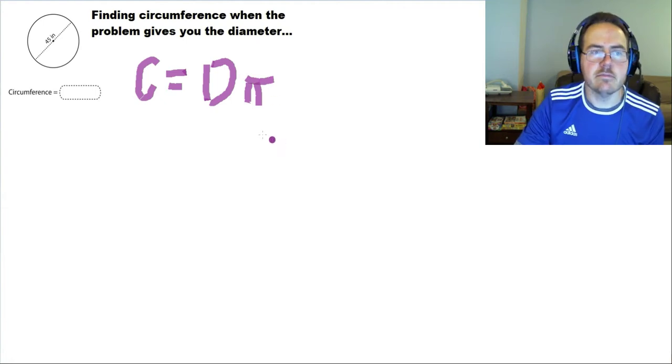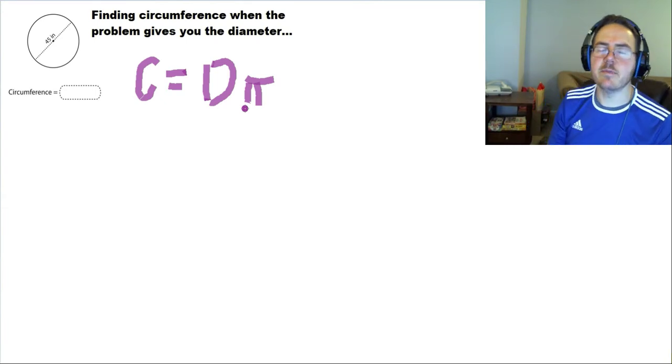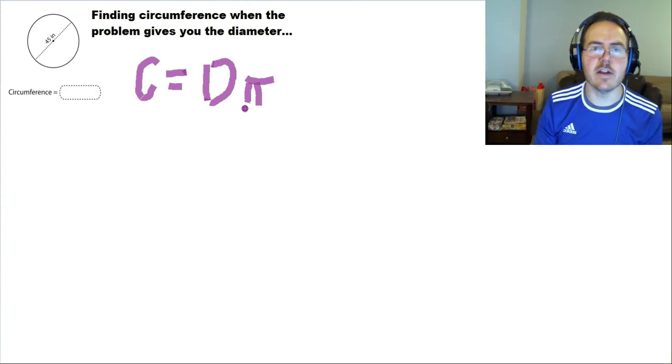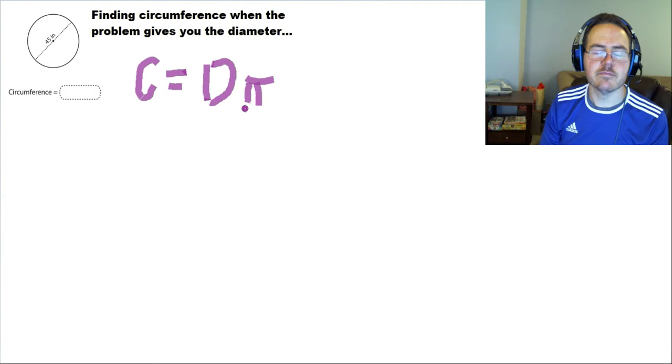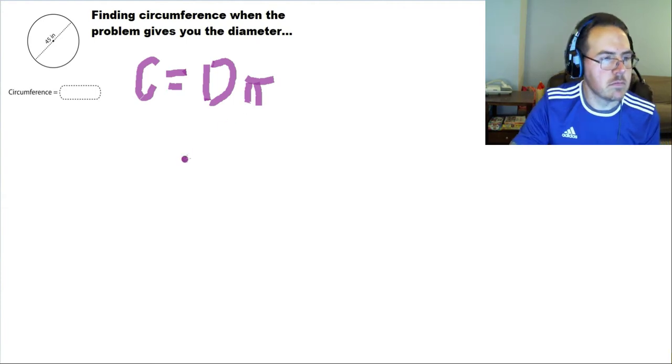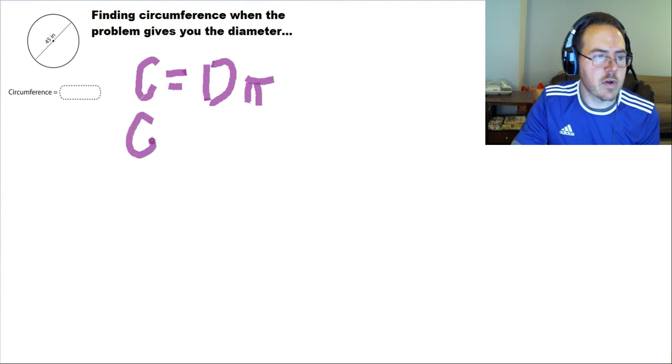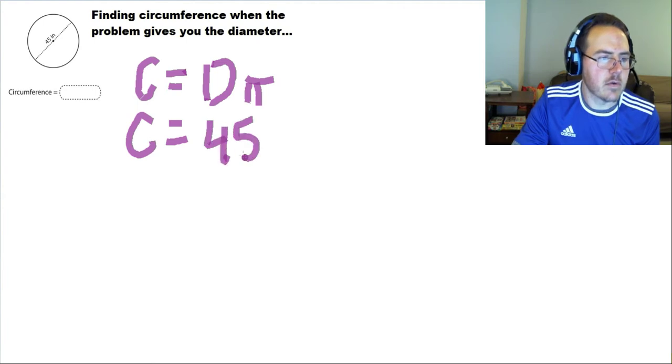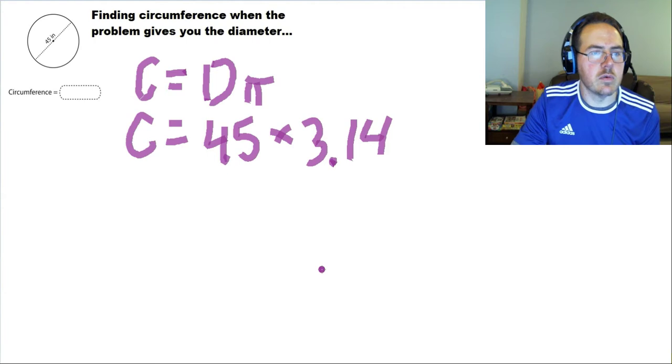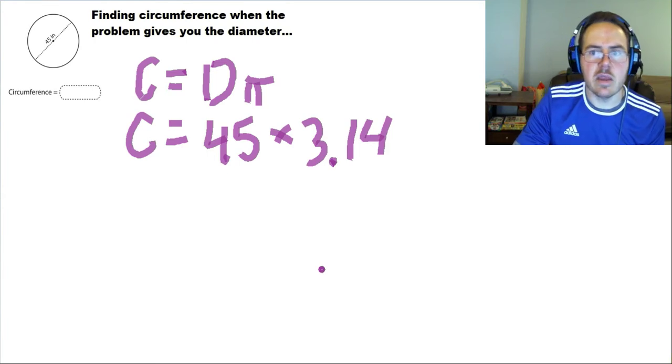That's it. You take the diameter, you multiply times pi, and you got your circumference. So let's fill in what we know. We don't know what the circumference is yet. We do know the diameter is 45 inches. And we know pi, as an approximation, is 3.14. So that's kind of all we need to do.